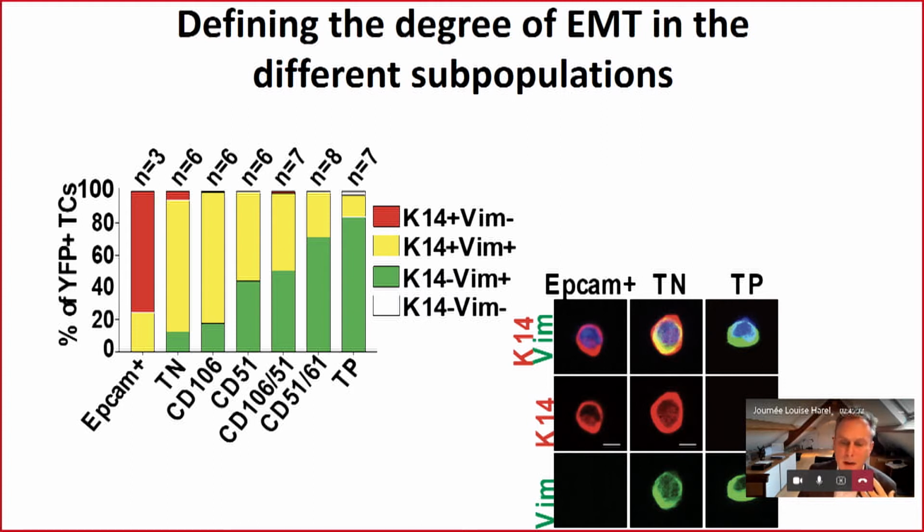Other people call that partial EMT or quasi-mesenchymal EMT. All these terms are referring to tumor cells that co-express two transcriptional programs, the epithelial and the mesenchymal transcription program, at the same time. Next slide.